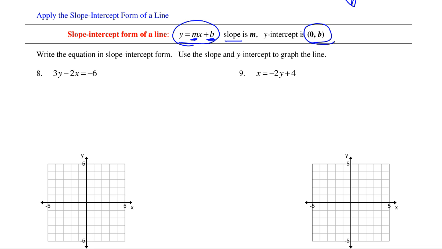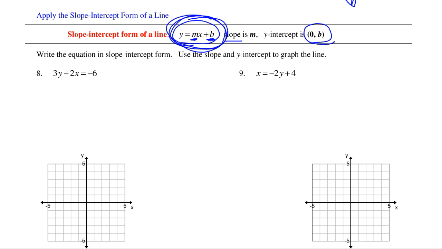All right, so we're going to use that on numbers 8 and 9 here. Write the equation in slope-intercept form. Then we're going to use the slope and the y-intercept to graph the line. So first of all, we rewrite it into this form, y equals mx plus b, that we talked about up here. So that means we want the y to be by itself. We want the x part and the b part over on the right side, if you will.